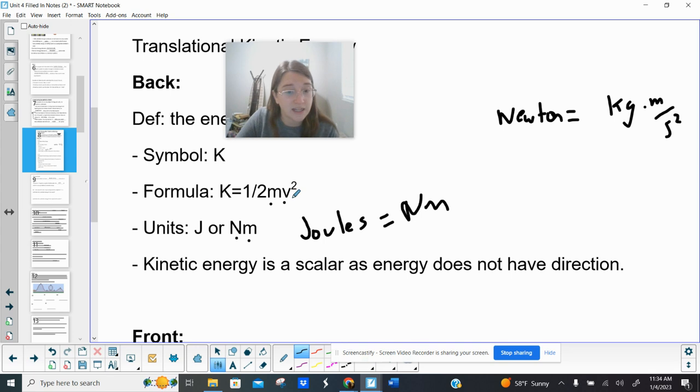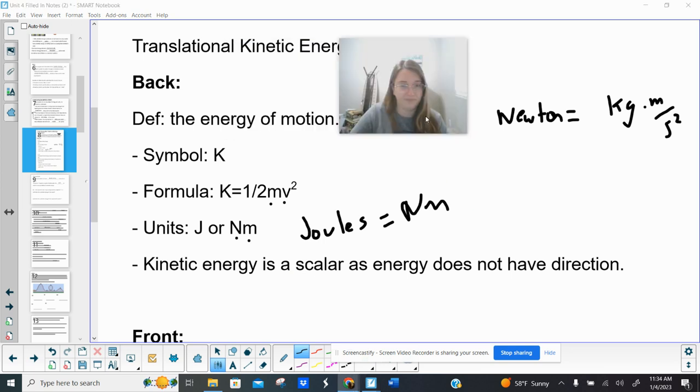Actually, this is not velocity, because kinetic energy is a scalar. Energy doesn't have direction. If I run forwards or backwards, as long as I'm going the same speed, I have the same amount of energy. And hopefully that's something you can understand. It doesn't have a direction, so it is not a vector. Kinetic energy is a scalar, not a vector.